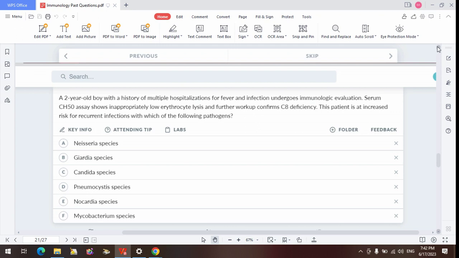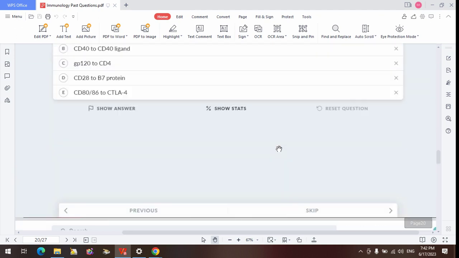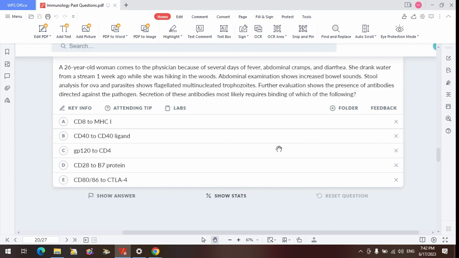And also for encapsulated organisms too, if they lack C3b, they have increased susceptibility to infection by encapsulated organisms, because C3b helps in opsonization. Yeah, thank you, Dr. Antonia. Okay.